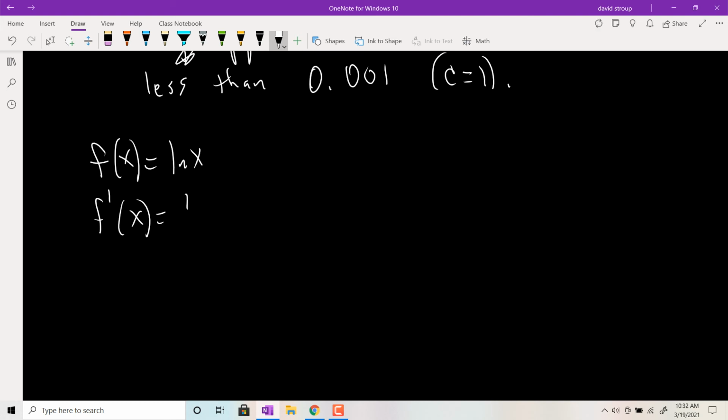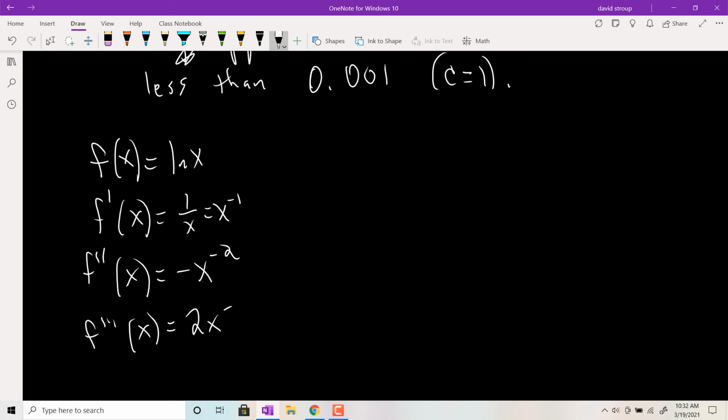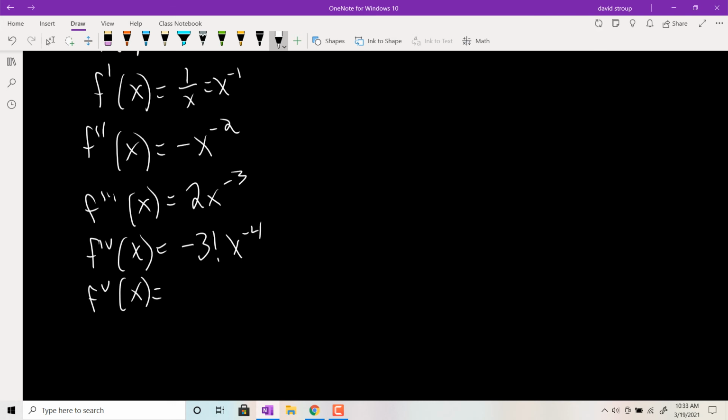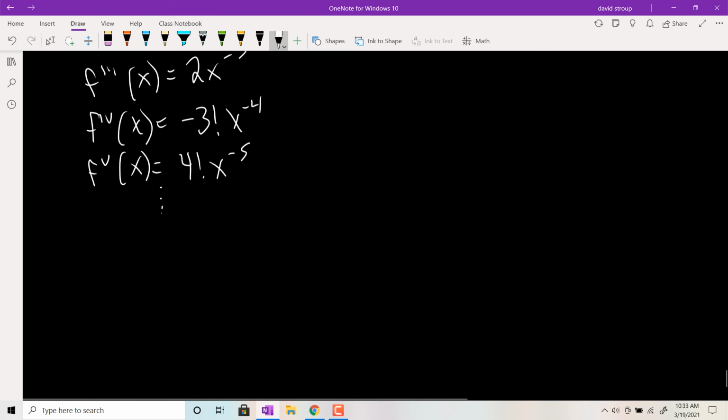So f prime of x is 1 over x, which is x to the negative 1. F double prime of x is going to be negative x to the negative 2. F triple prime of x is going to be 2x to the negative 3. The fourth derivative will be negative, and I'm going to use factorial notation, so negative 3 factorial x to the negative 4. Fifth derivative goes positive now, 4 factorial x to the negative 5, and I think that's good enough for me to see a pattern.